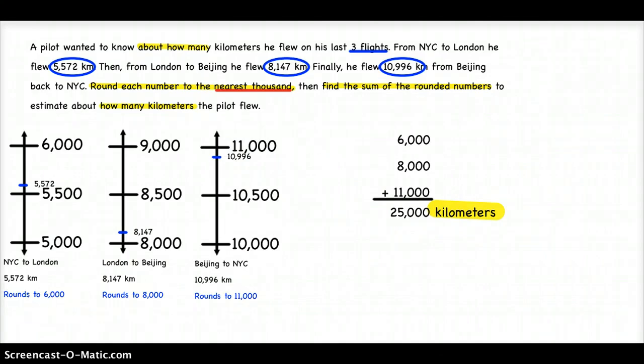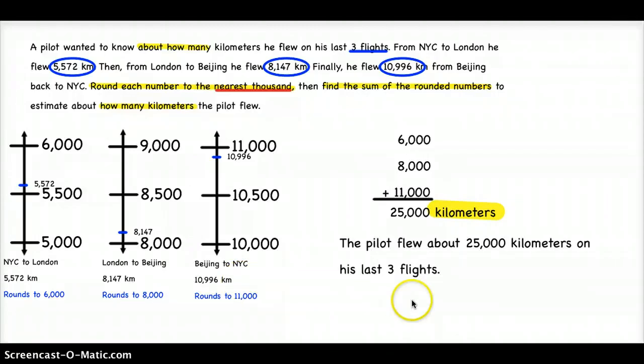But no, we're not finished yet. In a word problem, we need to restate our answer in a sentence. The pilot flew about 25,000 kilometers on his last 3 flights. And I reference the word about in my answer because we are rounding.